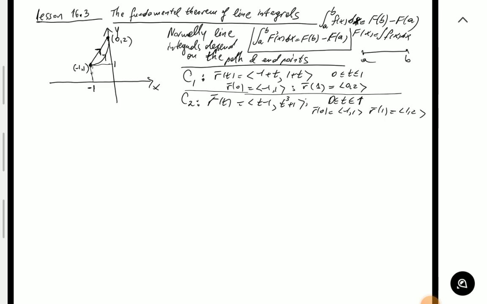Let's compute the line integral for both of them for the following vector field. This is going to be a line integral of a vector field. In particular, the components of the vector field are given by 3x minus y and minus x plus y squared.